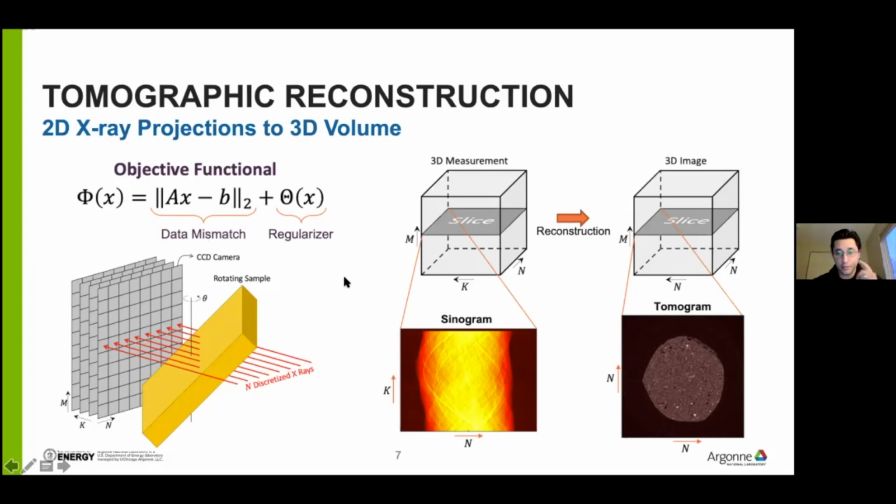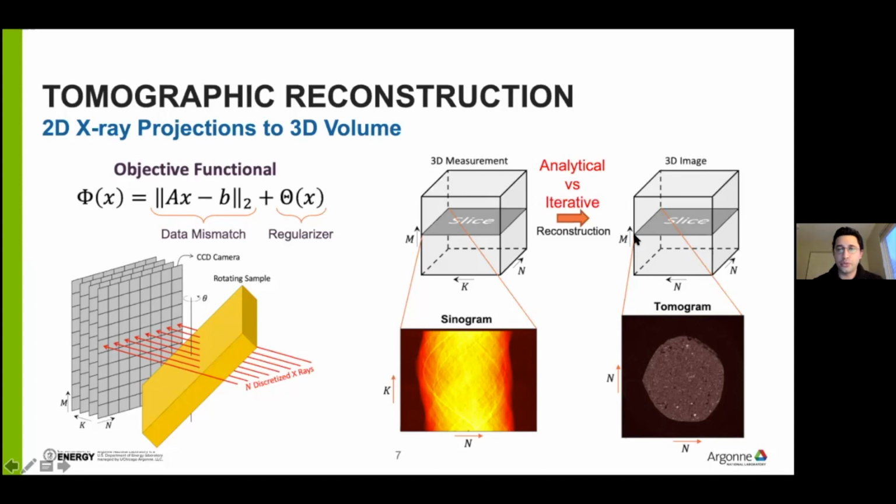One thing that I should highlight at this point is the geometry that we use at the synchrotron light sources. We use parallel beam geometry. In parallel beam geometry, we have these discrete X-rays that pass through the object. What this enables us to do is treat each of the slices in the 3D measurement data independently. So we can extract a slice of the projection data sets, which is called a sinogram, and feed this into our reconstruction algorithm and expect it to generate the corresponding tomogram, which is a slice in the 3D image.